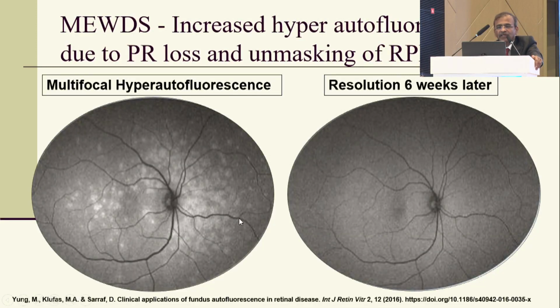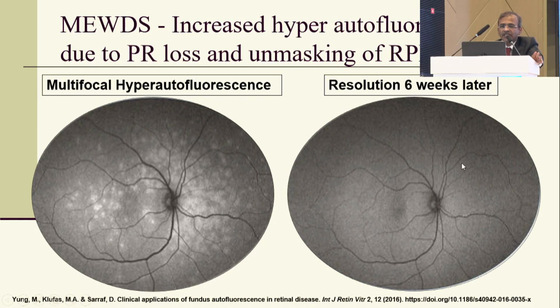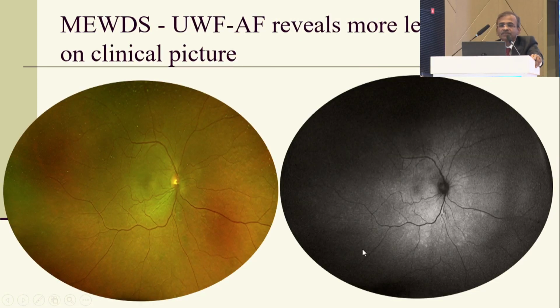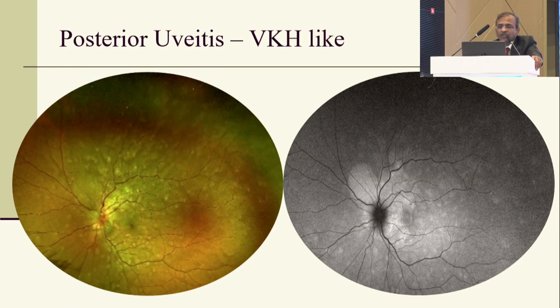In cases like Medusa, you can see multiple hyperautofluorescent spots, and after 6 weeks without any treatment, it has cleared up. Similarly, here the lesions in an active stage, you hardly see any lesions, but if you do an autofluorescence, you will see many areas of hyperautofluorescence indicating activity. And again here, clinically not much is seen, but here you can see extensive areas of hyperautofluorescence indicating the inflammatory areas.